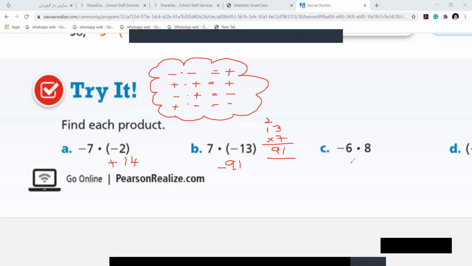6 times 8, what is it? 48. Be perfect in the timetable. 6 times 8 is 48. Zishan, one is minus, the other is plus. Simple. Opposite sign, just put a minus sign. Same sign, put a plus sign. That's it. Now here you see opposite signs. One is minus, the other is plus. The answer has to be in minus. Did you copy this till here? Did you write it in the book, girls? Yes. Can I go to the D part? Yes.